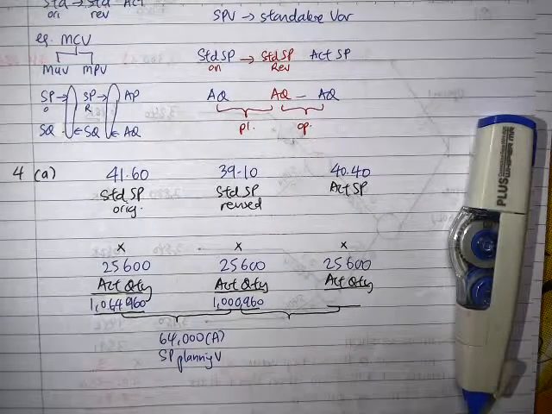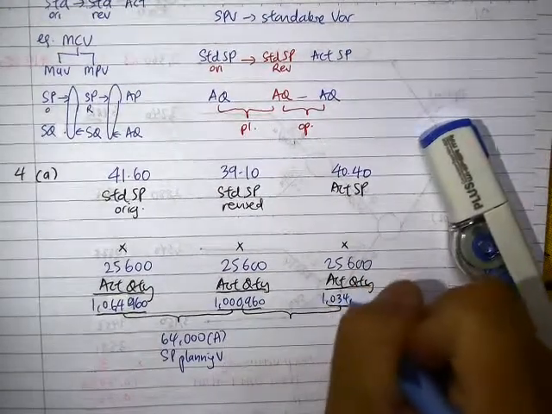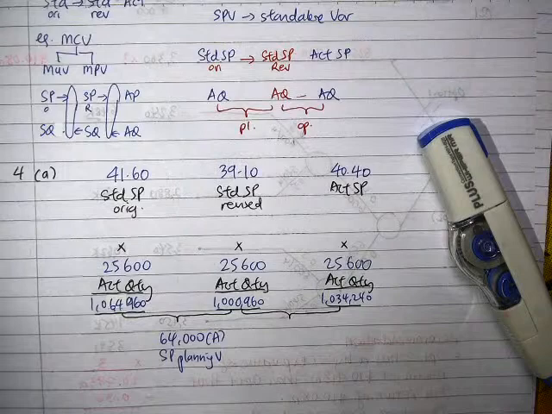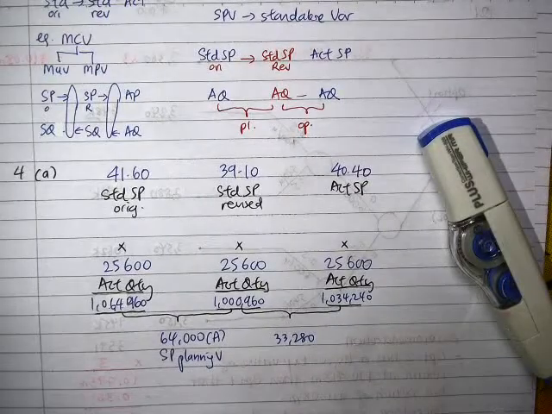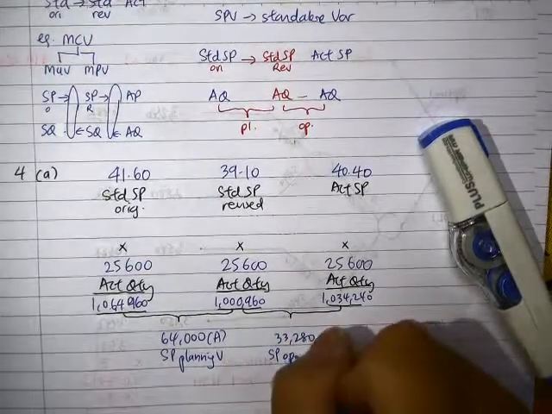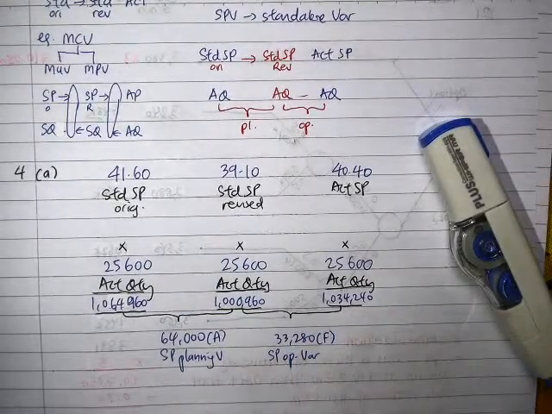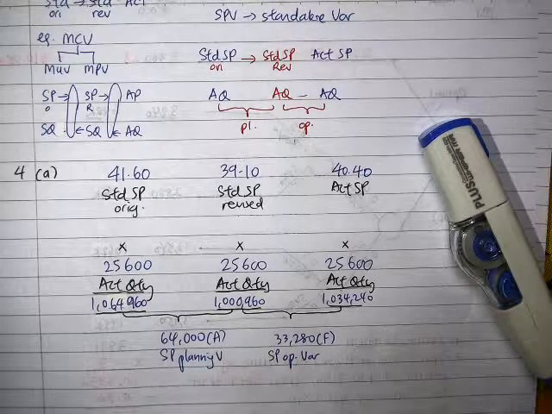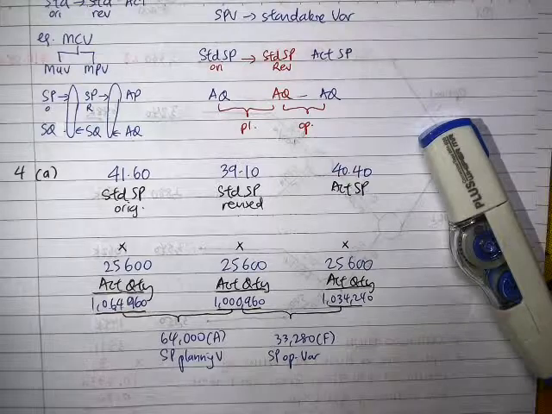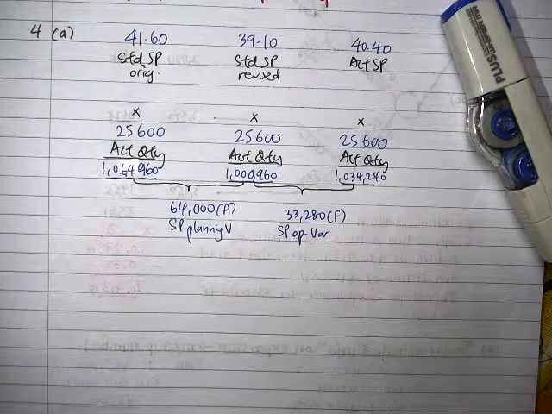Okay. So 40.4 times 25.6 is 1034. This is your operational variance, and your price is much higher, so it's 33,280. Okay, right, that's it. Simple amount.